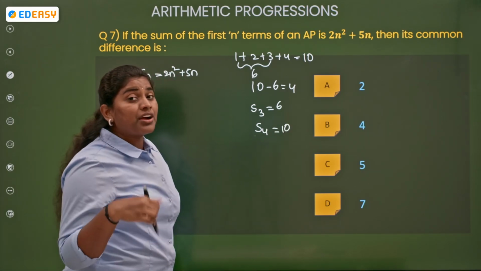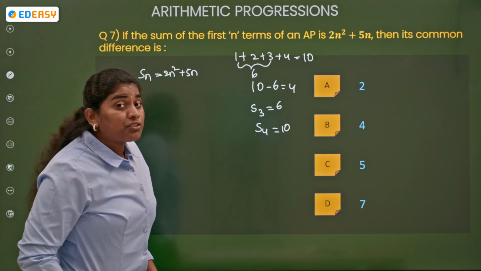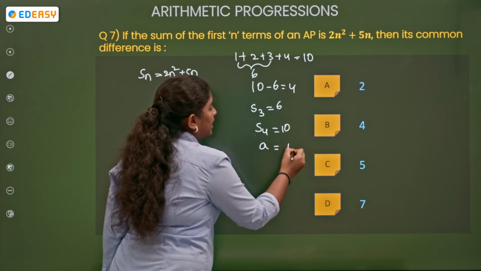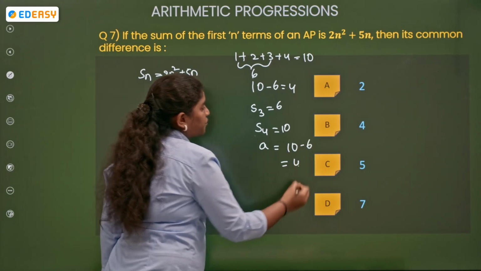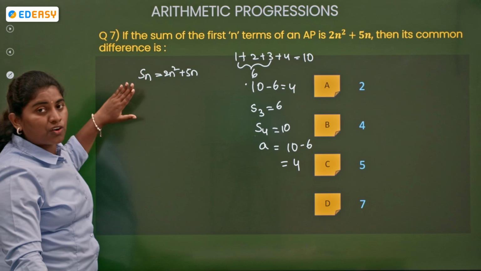So how can we find the fourth term? Like one of the terms. How can we find that one of the terms? That is nothing but a, which will be given by 10 minus 6, which is nothing but 4. Understood? Apply the same concept here also.